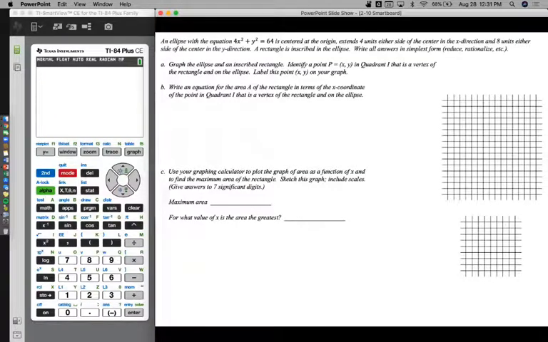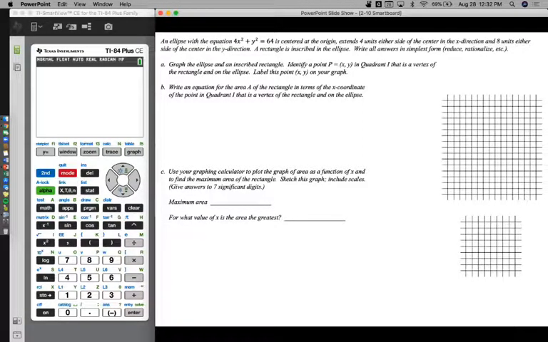We've got an ellipse with the equation 4x squared plus y squared is equal to 64. And we're told the following about this ellipse. It's centered at the origin. It extends 4 units on either side in the x direction. So that means we're going right and left 4 units, and then 8 units on either side in the y direction, which means from the center we'll go up and down 8 units to get the top and the bottom of our ellipse. We're told that a rectangle is inscribed in this ellipse, and we want to write all the answers in simplest form. So the first thing we're asked to do is graph the ellipse and the inscribed rectangle.